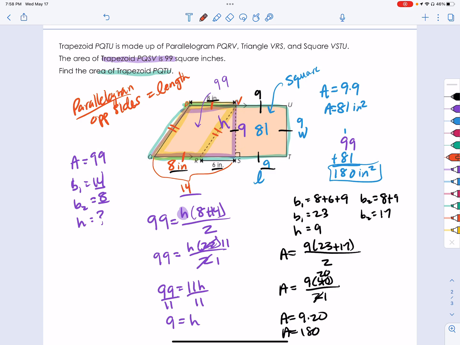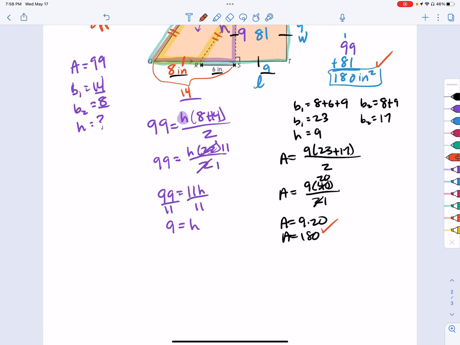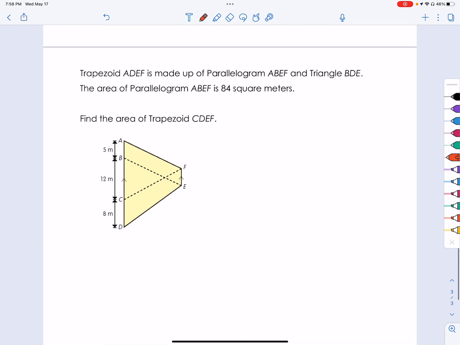So we are good to go. Now, just for fun, I have one more problem. And this one seems complex because we have crossing dotted lines. We have a shape that's not in the same orientation that we normally see trapezoids. We typically see them like this. So this one might be a bit of a brain bender, but let's see what we can figure out.